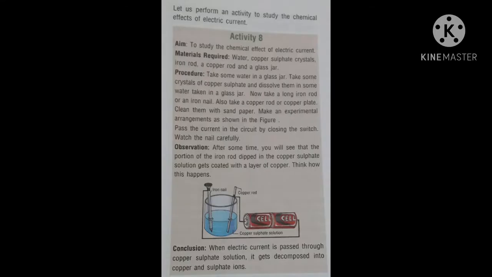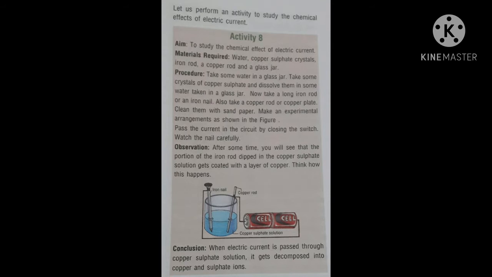Now let us perform an activity to study the chemical effects of electric current. This is Activity 8. Our aim is to study the chemical effect of electric current. For this activity, we require water, copper sulfate crystals, which are blue in color and can easily be obtained from the chemistry lab, an iron rod, a copper rod, and a glass jar.